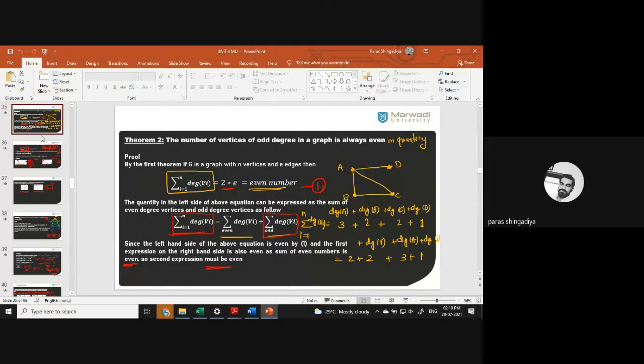So here it's very easy to understand. Okay, all the steps are very easy. In the first step, you just mention the first theorem of graph theory here. Okay, we know the first theorem of graph theory: with n vertices and e edges, the sum of i from 1 to n of degree of vi is 2 times e. Okay, and that answer is 2 times e.